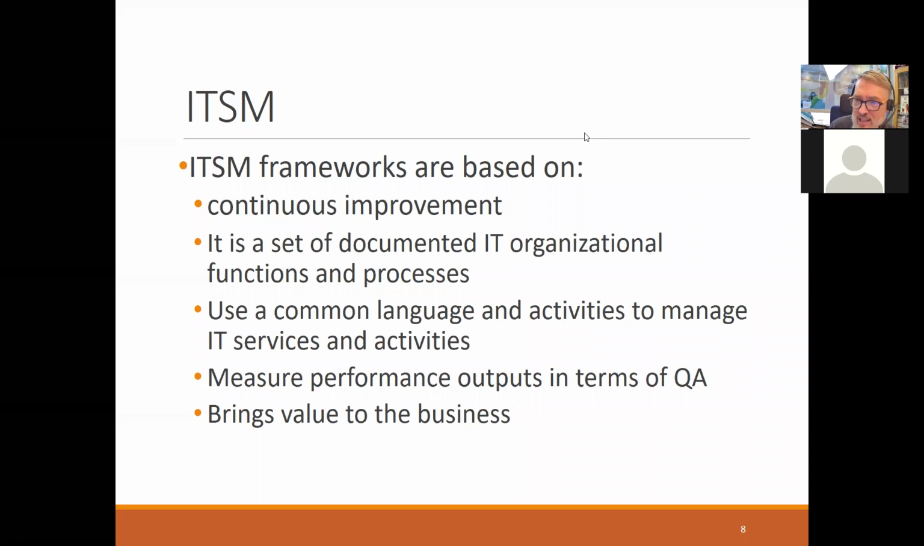Even quality, yeah. So yeah, there we go.